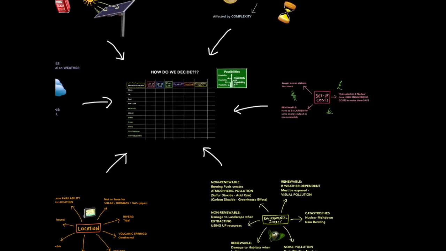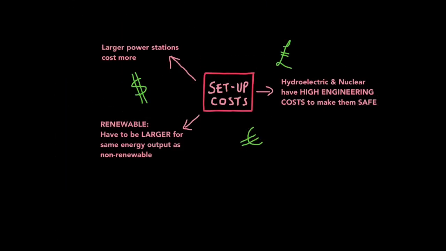So let's start here. The first factor we consider is setup costs. Quite simply, larger power stations cost more, and this may surprise you, but renewable power stations generally have to be larger for the same amount of energy output as a power station that uses a non-renewable energy resource. Other things to consider are that resources such as hydroelectricity and nuclear power have high engineering costs because there's risk involved, so we must make sure they're safe.